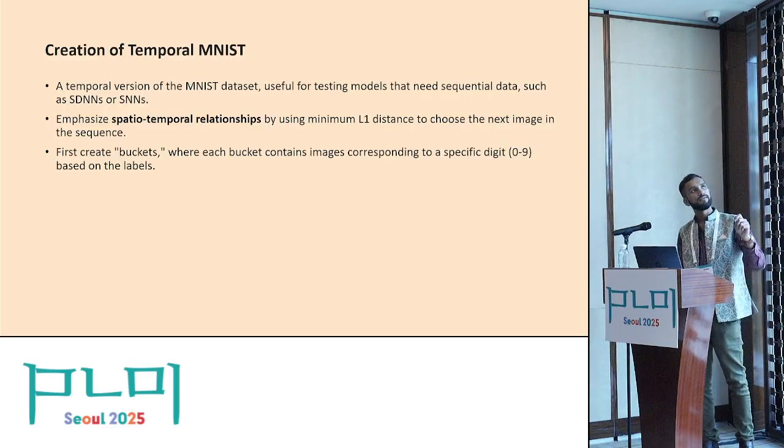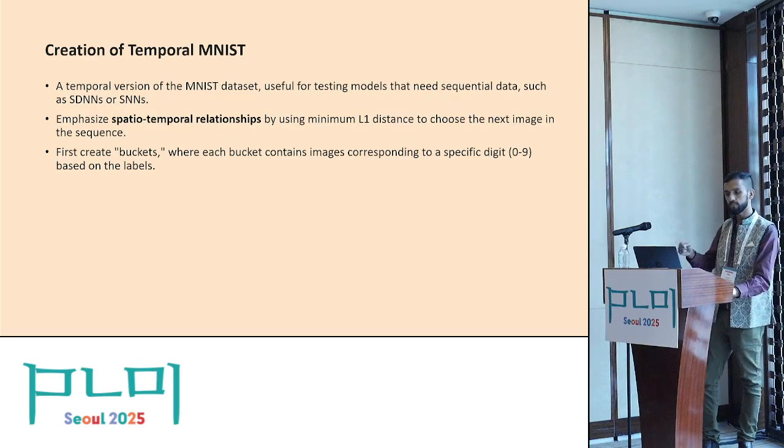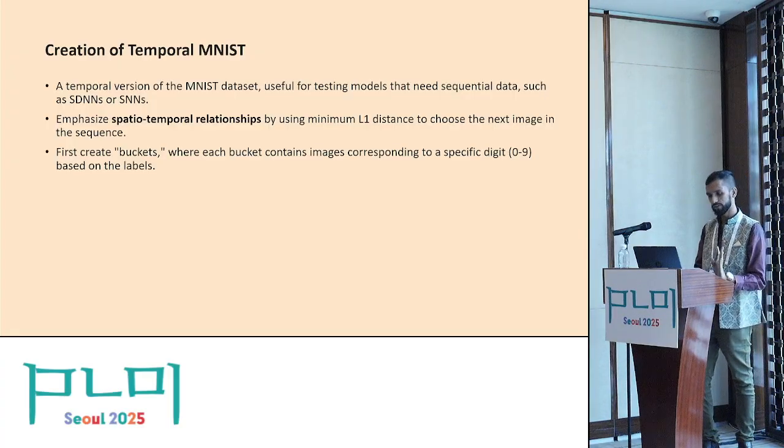Here is the algorithm in some detail. First we create some buckets, where each bucket contains images corresponding to specific digits. There are 10 digits, 0 to 9, so 10 buckets based on their labels.